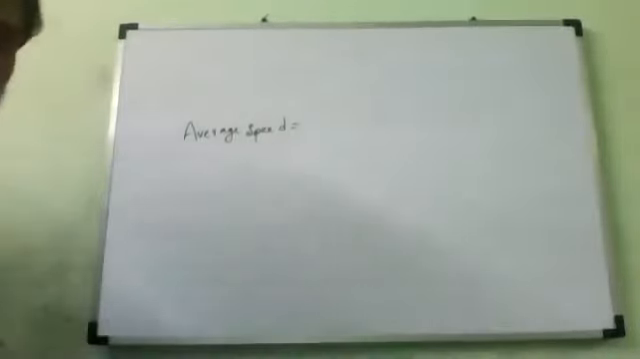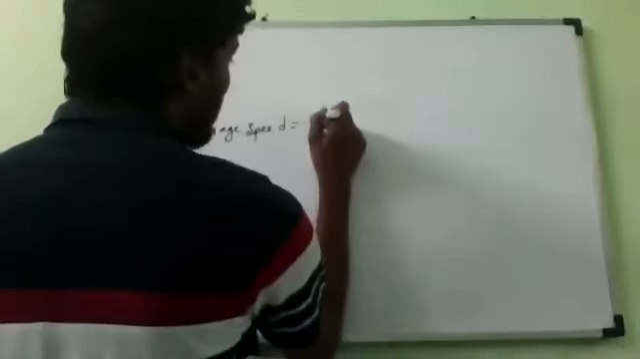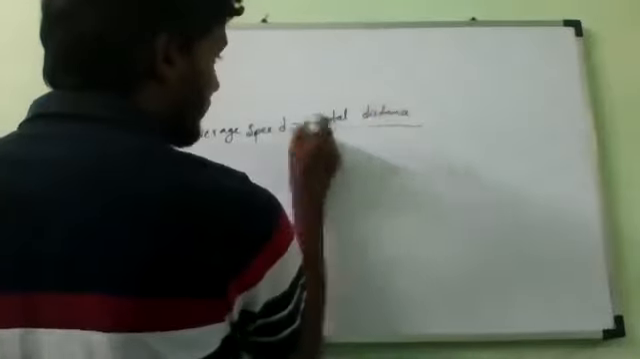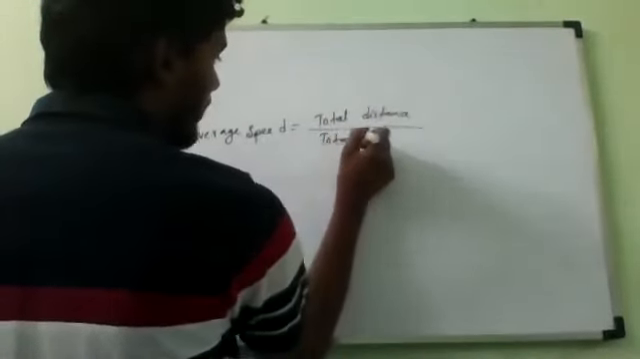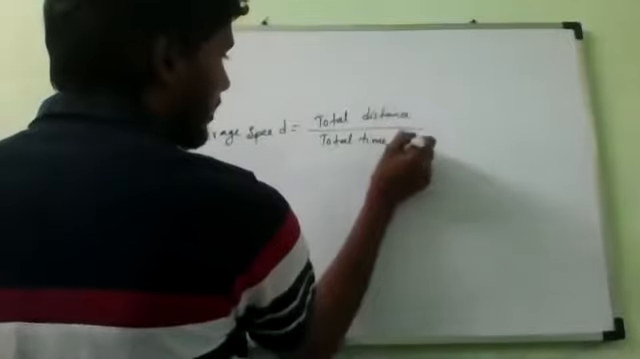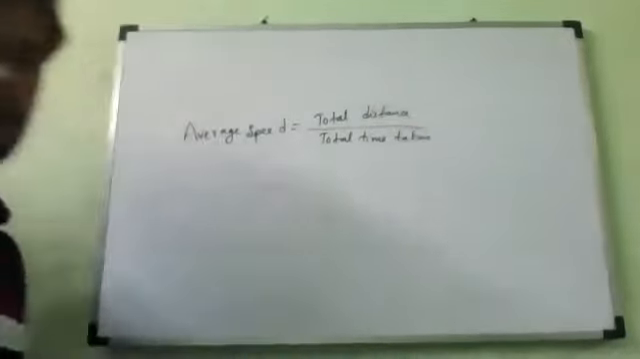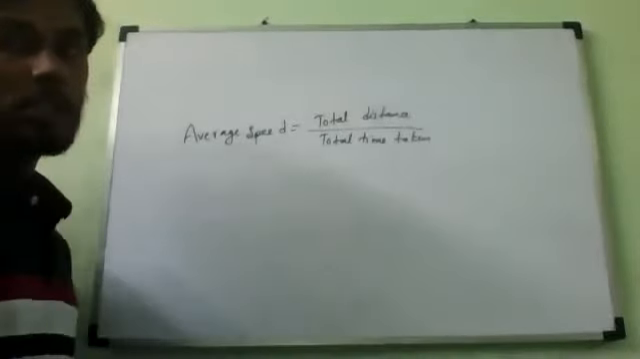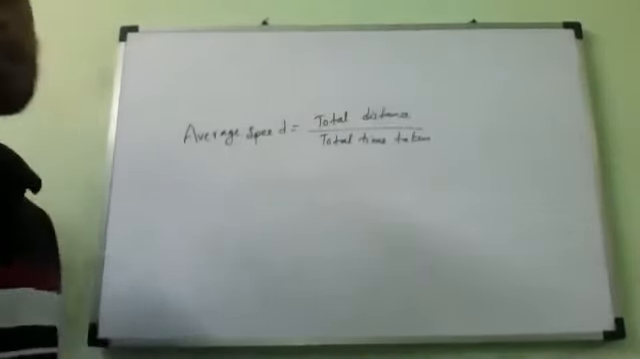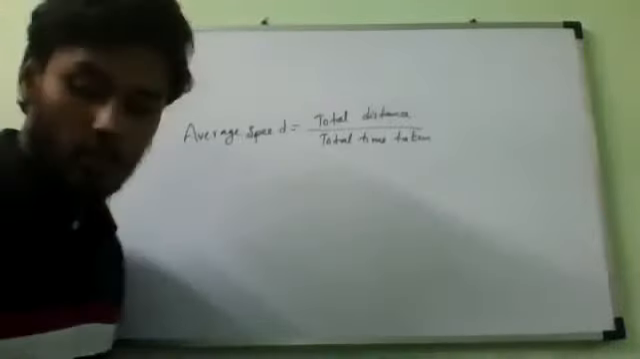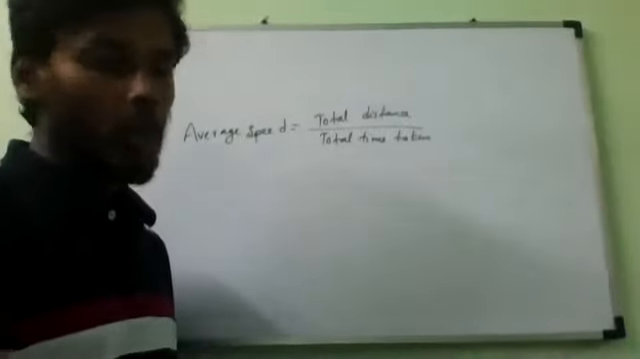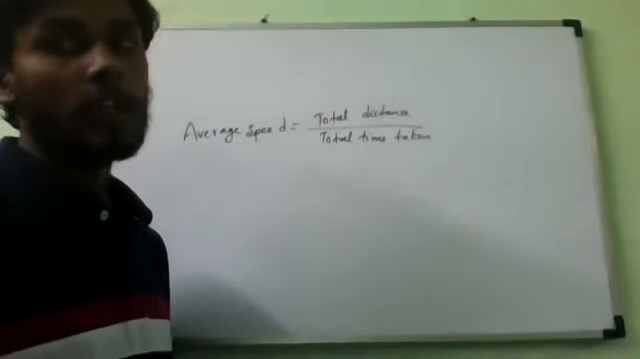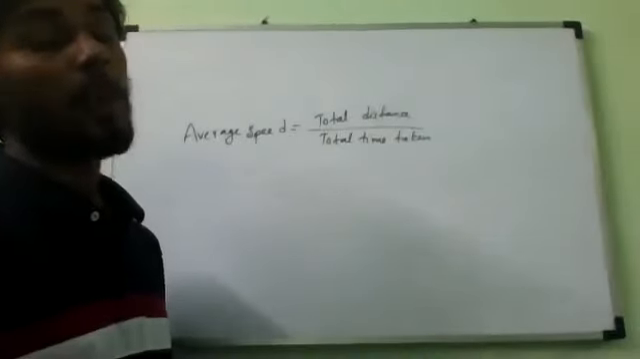Average speed formula: total distance traveled divided by total time taken. Correct or not? Yes, sir. But in the question, if you observe, they have given distance and speed, but they have not given time. Is it true or not? Yes, sir. First, we need to calculate time with the help of the given data.